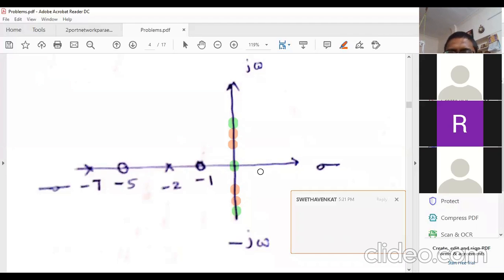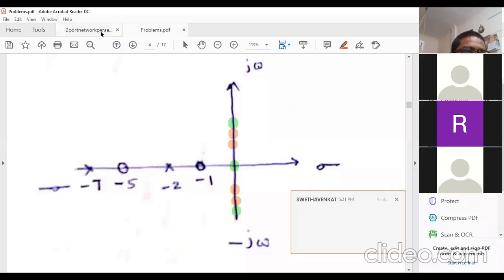So tell me now whether the given network function is an LC function or not. Sir, the interlace is missing. It's not an LC function, because we have conditions.